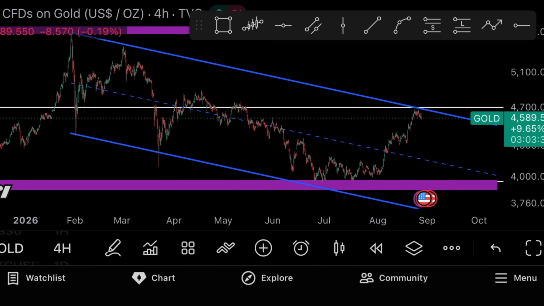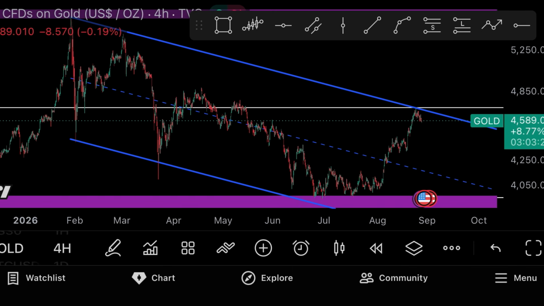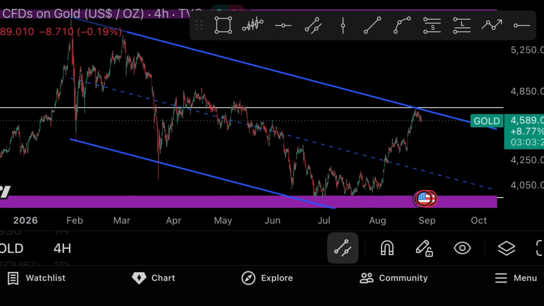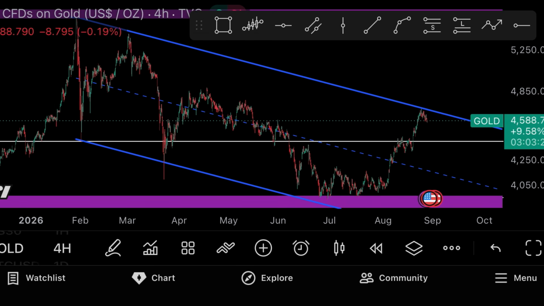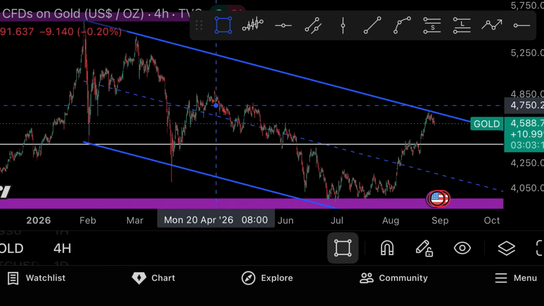Gold is gonna buy. Gold is bullish, bro. But let's go for this analysis, right? Let's see what we have on this analysis.